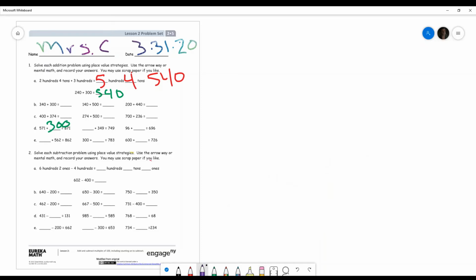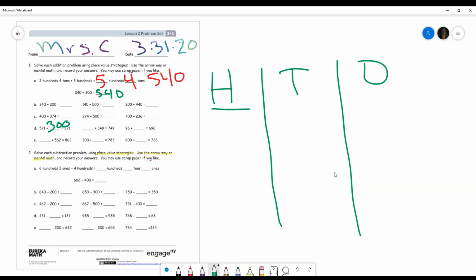Okay, now let's look at number 2. Solve each subtraction problem using place value strategies. Oops. Use the arrow way or mental math and record your answers. Okay, 6 hundreds, 2 ones minus 4 hundreds equals how many hundreds, how many tens, and how many ones? Again, I'm going to use a hundreds, tens, and ones chart for this problem. So the first part is 6 hundreds, 2 ones. And you're subtracting 400s. Now remember, with subtraction, you always start with the biggest number or the first number. So we're starting with this. So I have 600s.